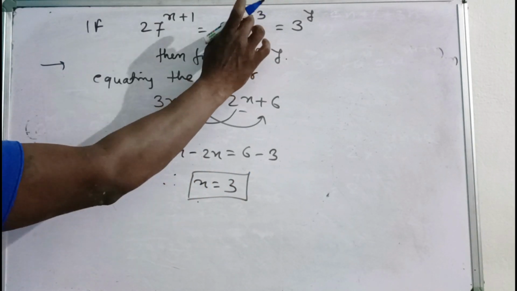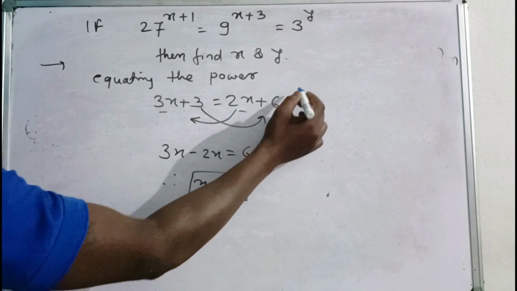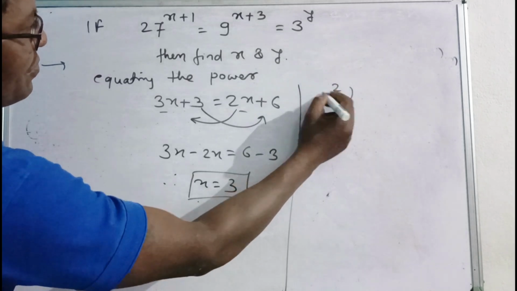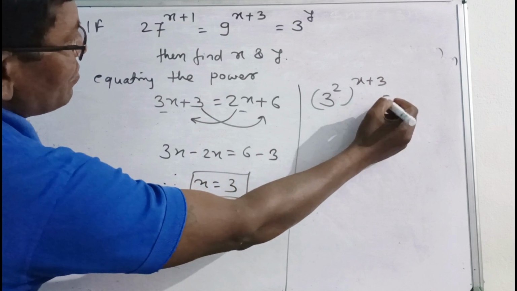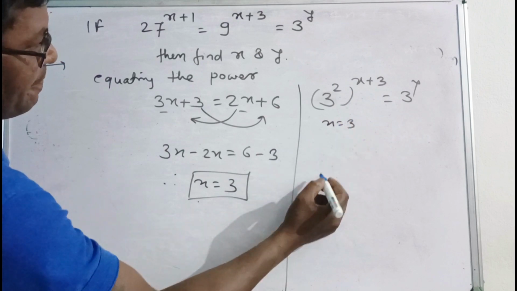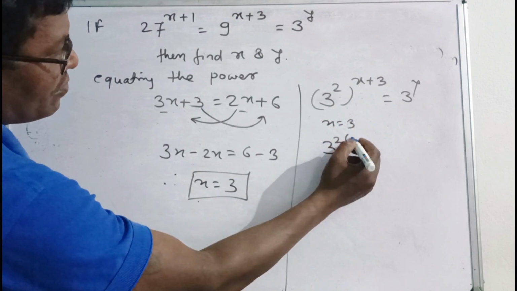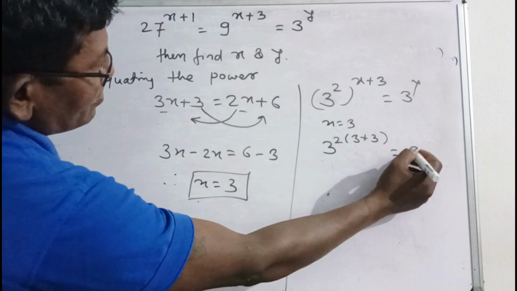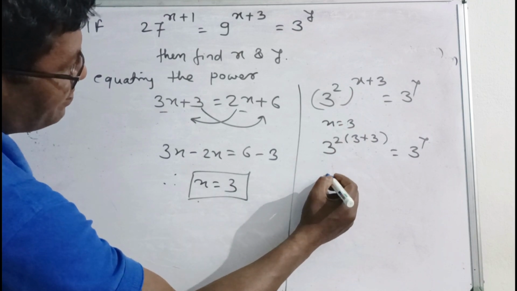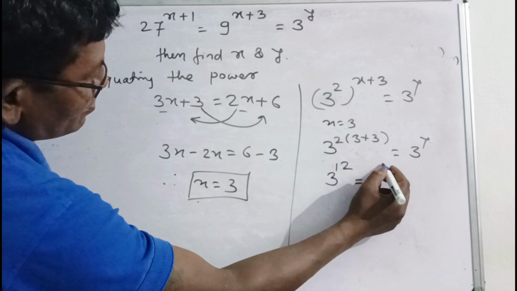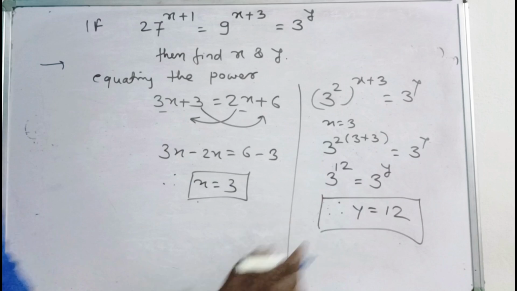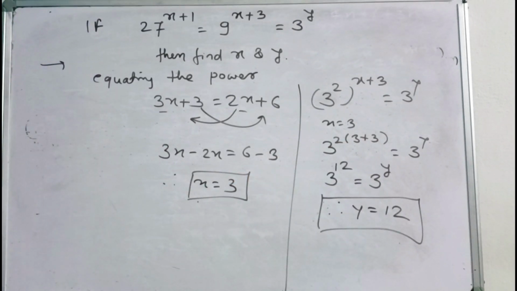Now if we put this value in the above equation, 9 raised to the power x plus 3 is equal to 3 raised to the power y. Put value x is equal to 3. 3 raised to the power 2 into 3 plus 3 is equal to 3 raised to the power y. 6, 6 into 2, 12. 3 raised to the power 12 is equal to 3 raised to the power y. Obviously, y is equal to 12 because base is the same. We just compare, equating the power.